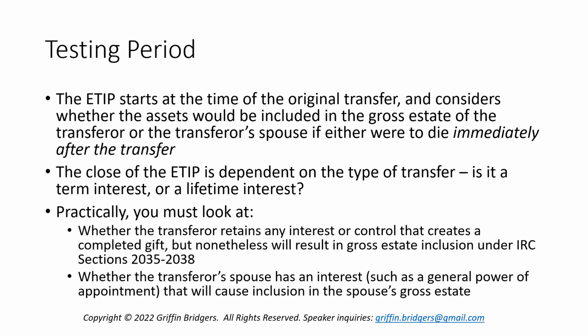which raises an important splitting of hairs here: the only time you can have an ETIP with respect to the transferor is if the transferor makes a lifetime gift to an indirect skip trust, typically. However, with the transferor's spouse, this could be any transfer either during the transferor's life or at the transferor's death, but the transferor's spouse could have an interest, maybe such as a general power of appointment, that would cause the assets that are subject to that general power of appointment to be included in the spouse's gross estate.